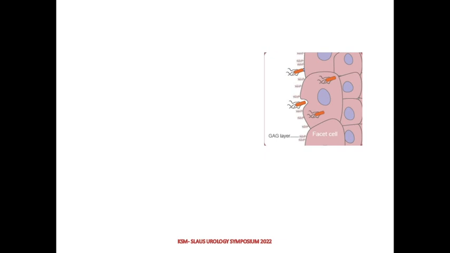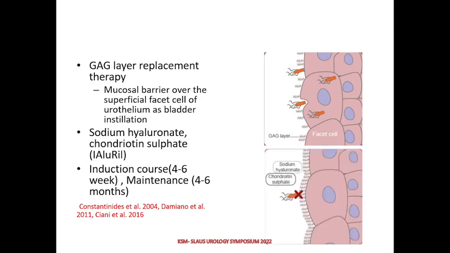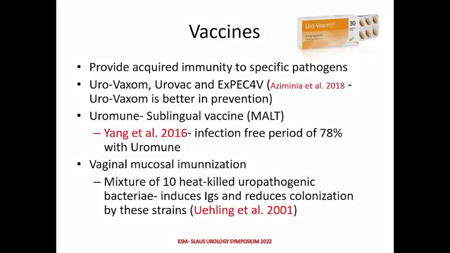Glycosaminoglycan layer protection. Without the GAG layer, bacteria can invade. If we give mucosal barrier replacement like Elmiron, sodium hyaluronate and chondroitin sulfate, there will be an induction course as well as a maintenance course, which will protect the GAG layer and prevent the invasion of bacteria. It is given by intravesical instillation, with a weak recommendation by the guideline.